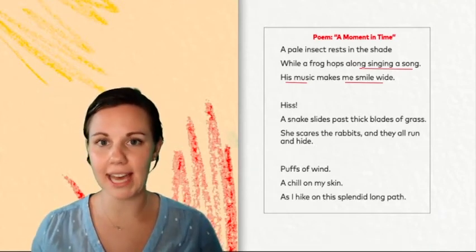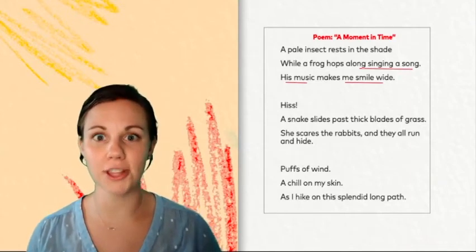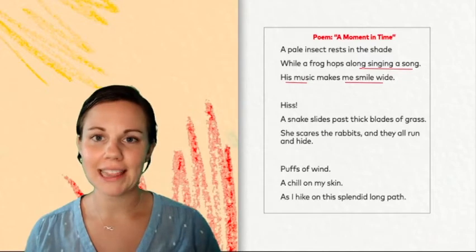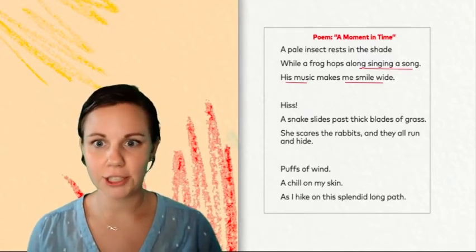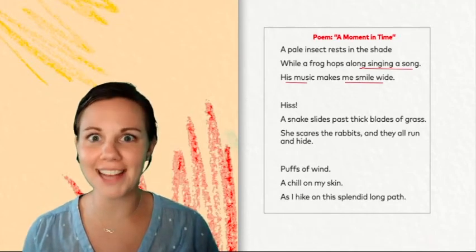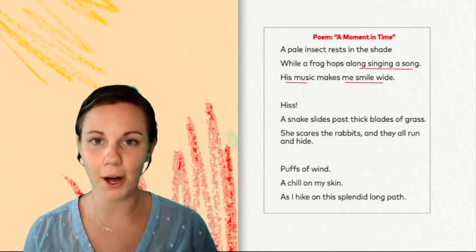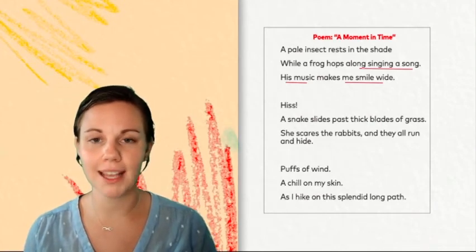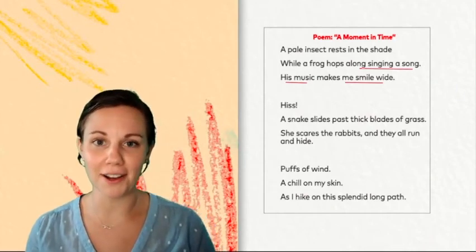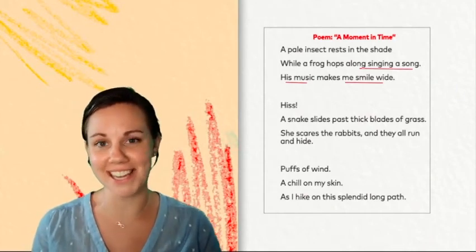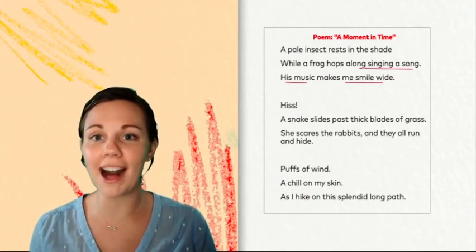Now we're going to read it again, but we're going to use our voice to match the meaning in the poem. Listen to how I use meaning and expression to read this poem to reflect the feeling that the author was trying to share. A Moment in Time. A pale insect rests in the shade, while a frog hops along singing a song. His music makes me smile wide.